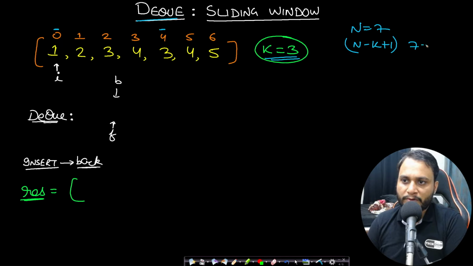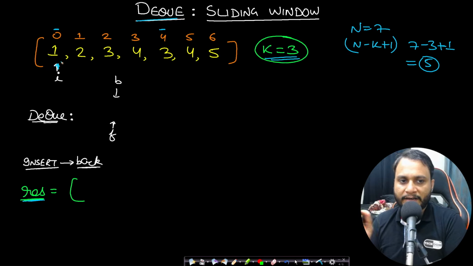So how many windows do I have? 7 minus 3 plus 1, which will be 5. So 5 windows. Therefore my result array will be of size 5. Now I will use an iterator and I will start iterating right from the beginning.